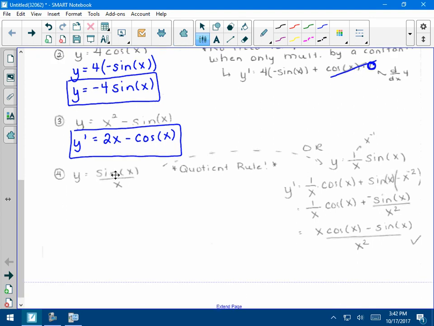Okay, now I get y equals sine of x over x. This is a quotient rule. So it's obviously a quotient. I can't simplify it at all, so I'm stuck with quotient rule.